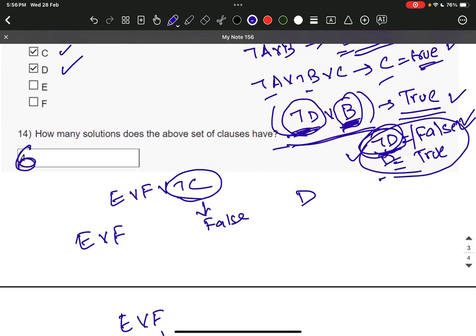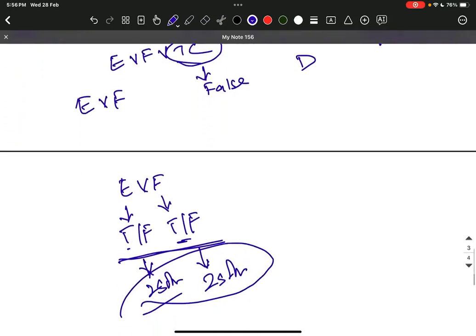Understood? Because B is already true. So not D can be true, can be false. We do not know anything about it. Okay. So there are six solutions. Understood? This is the thing.